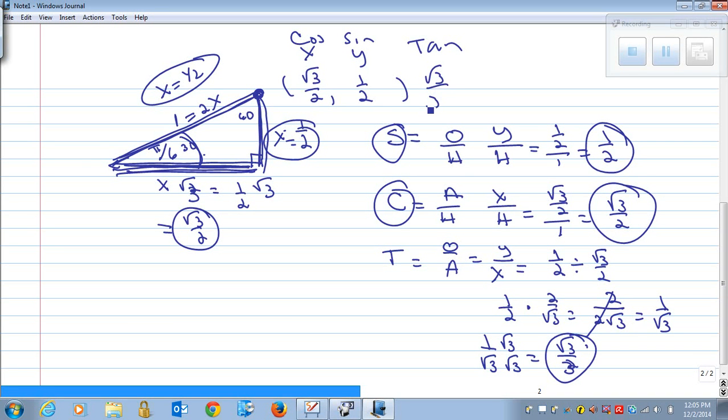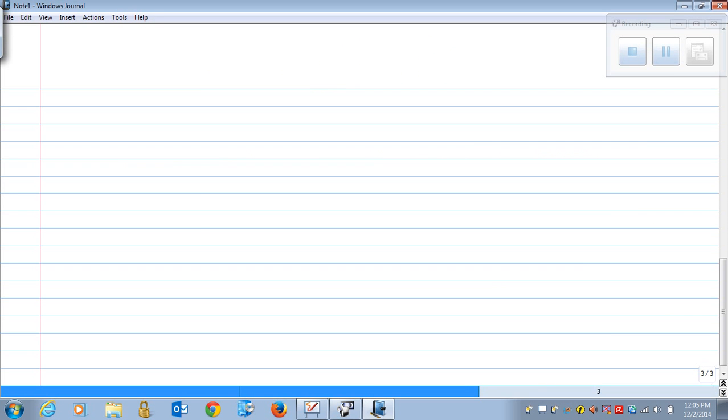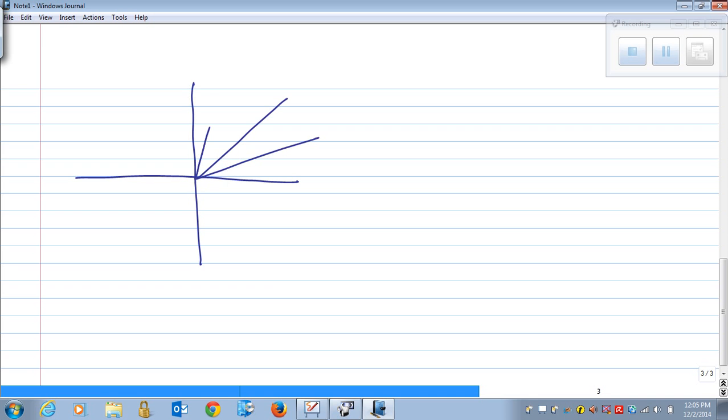Now, that's a lot to have to go through each time you want to find those. You're going to use the special angles over and over again, and I strongly, strongly suggest that we just memorize those. So I'm going to go back to that first screen. Actually, I'll just do it one more time for you. We're going to imagine this is our circle, even though I'm not drawing the circle in, and we're going to imagine that we have a 30 degree, a 45 degree, and a 60 degree.